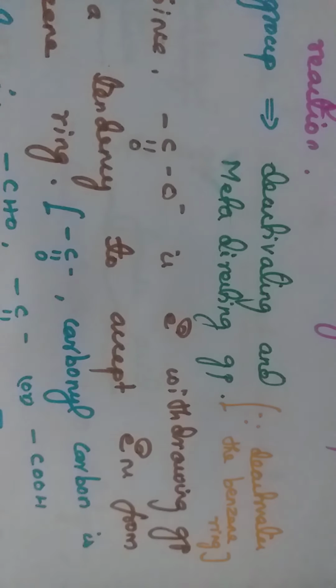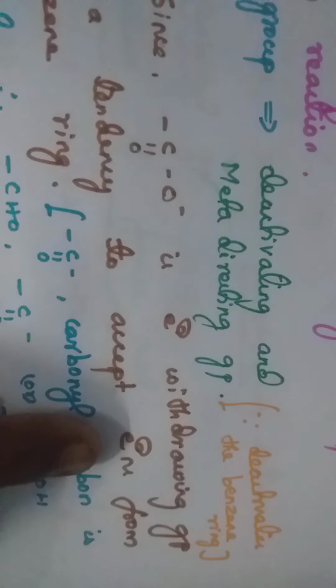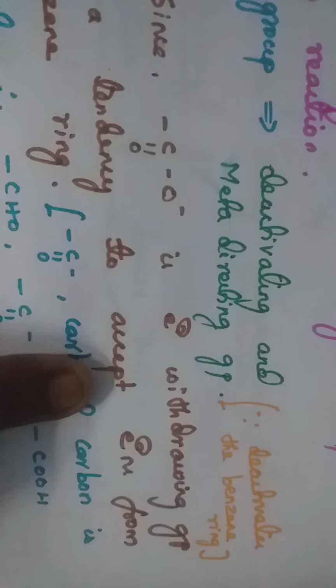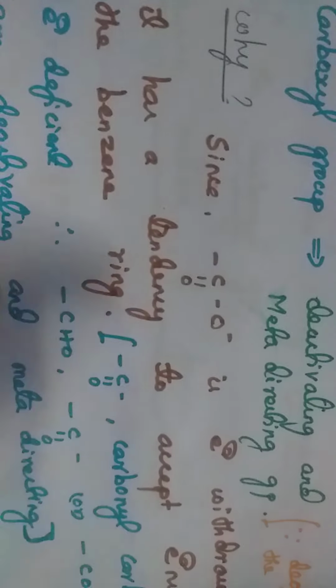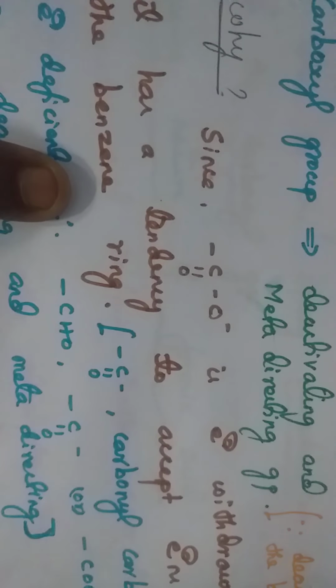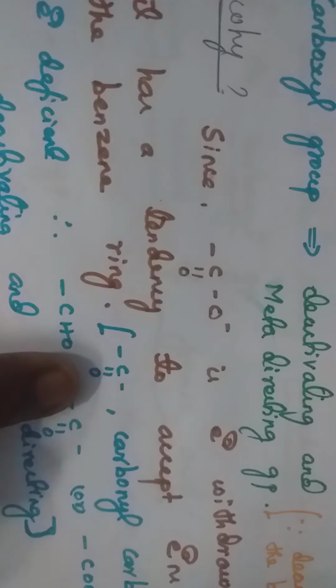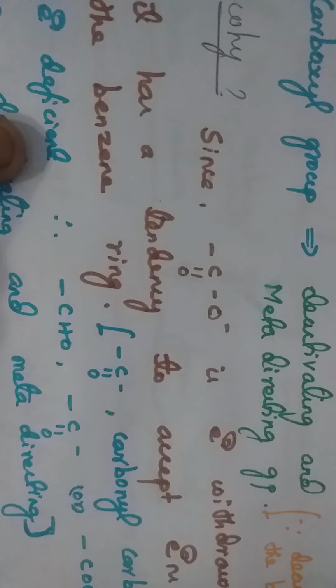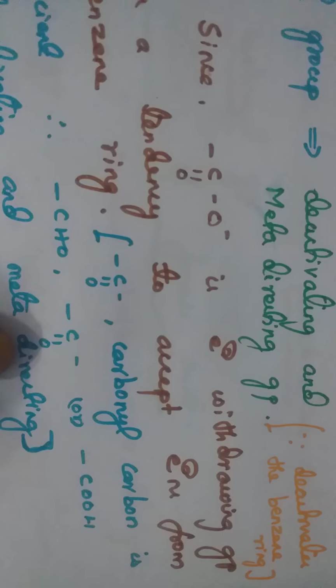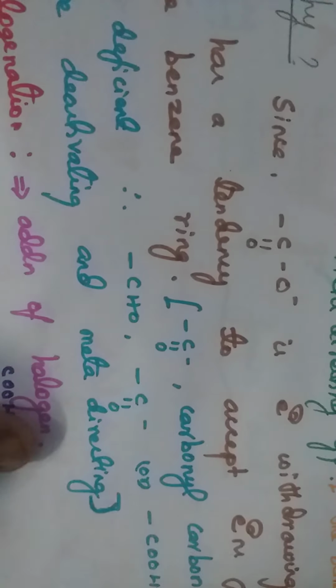Any group which has a tendency to accept the electron means it is an electron withdrawing group. So it has a tendency to accept the electron from the benzene ring. What are the groups? Here the carbonyl carbon attached to the benzene ring is always electron deficient. Examples are aldehyde, ketone or acid.